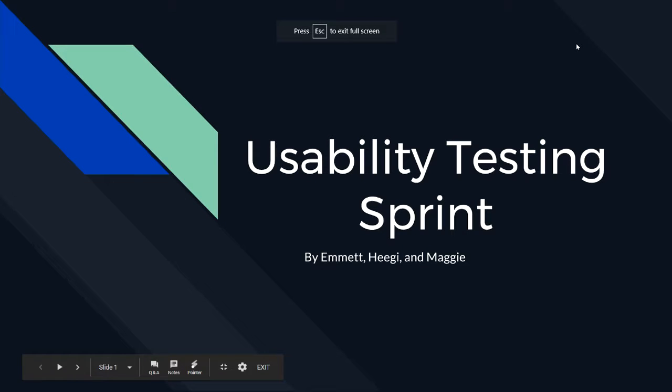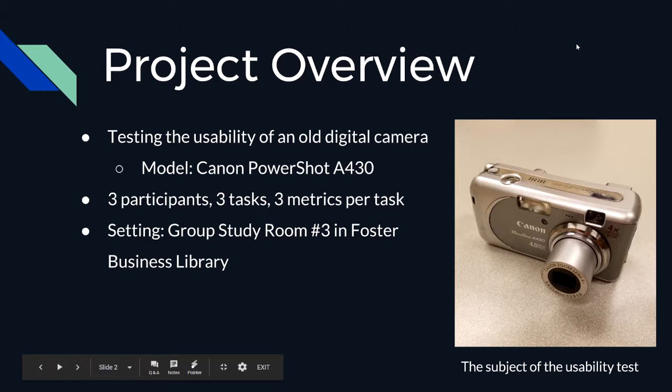This is a usability test sprint done by Emmett, Hiji, and Maggie. Just a quick overview of our project. We tested the usability of the Canon PowerShot A430, which is an old digital camera. We tested each of 3 participants with 3 tasks measured by 3 metrics.